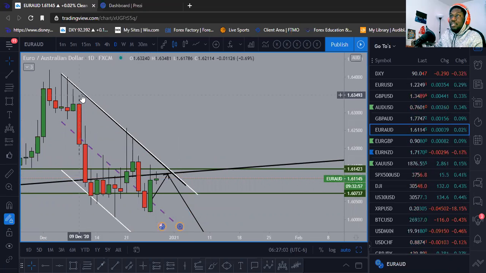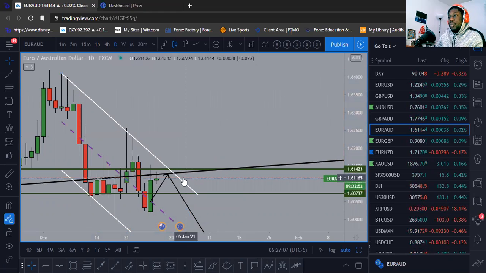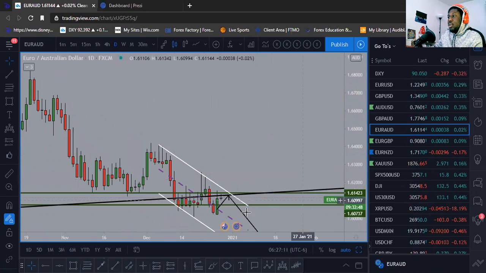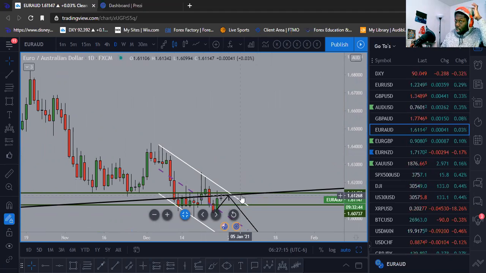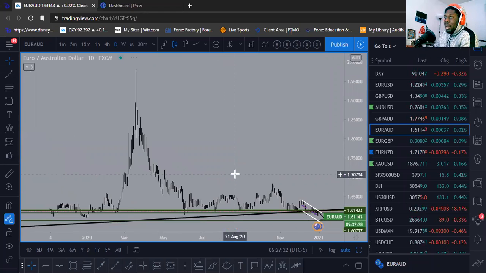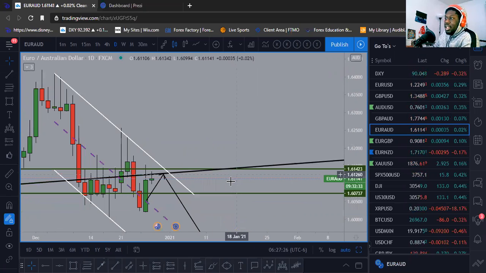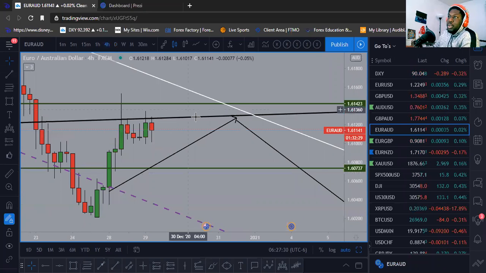I would have loved if price came up to this channel again and rejected off of it, but I don't think we might get that because price is just rejecting off of the weekly trend line that I drew. So I kind of have to read it in a week. If it holds right here, this is gonna drop, and I still feel that way genuinely.